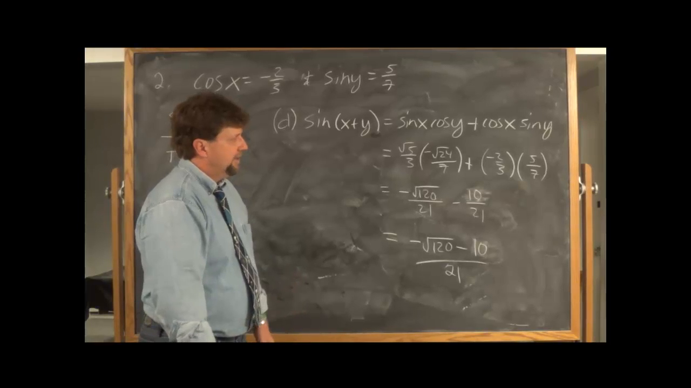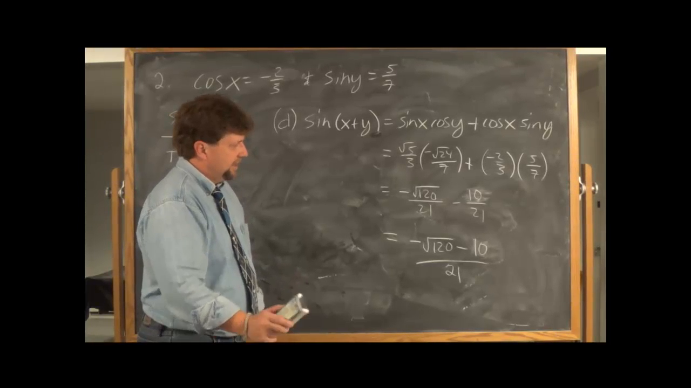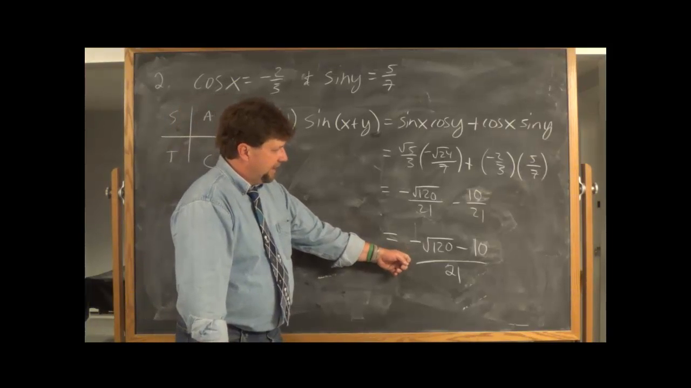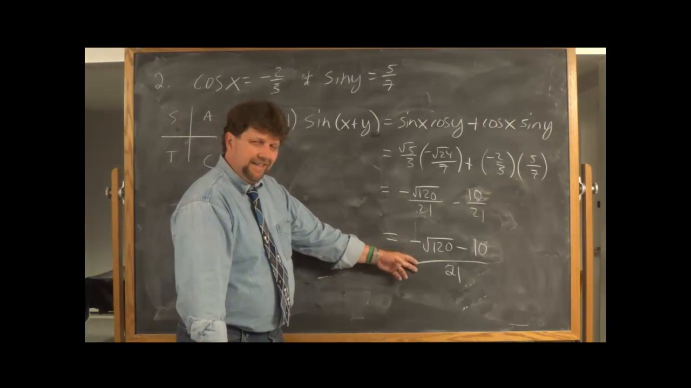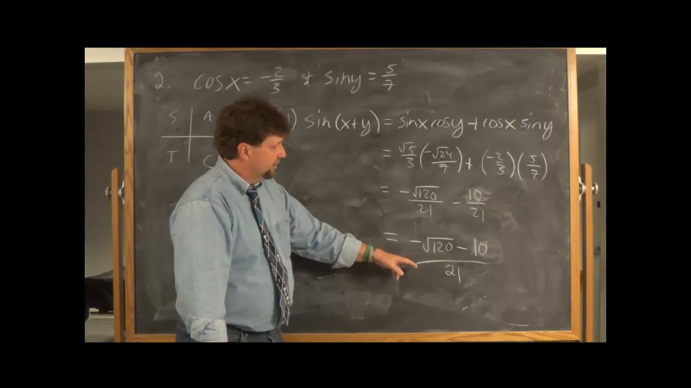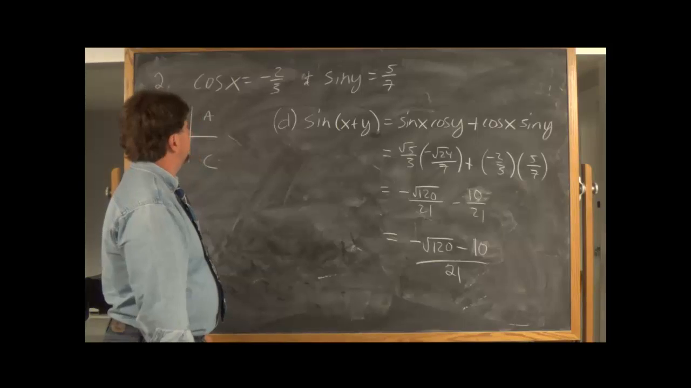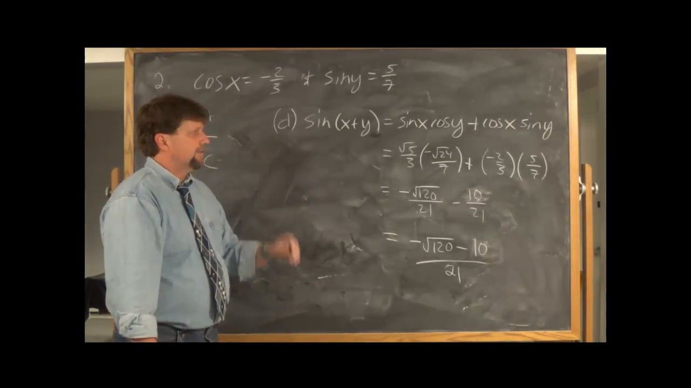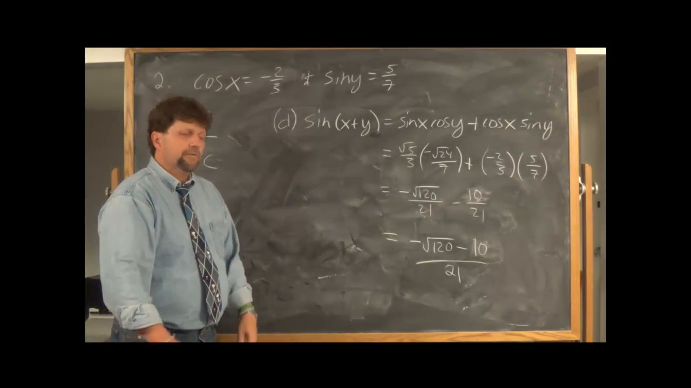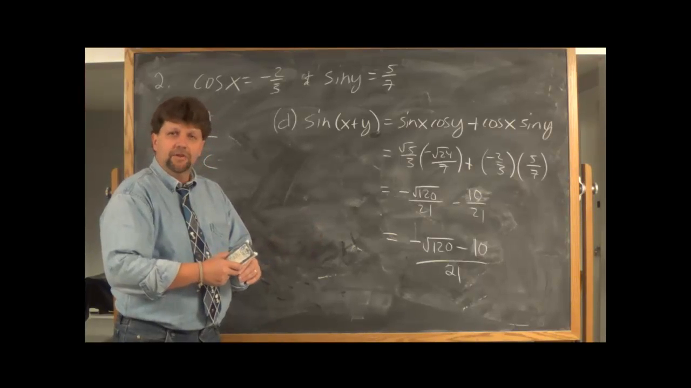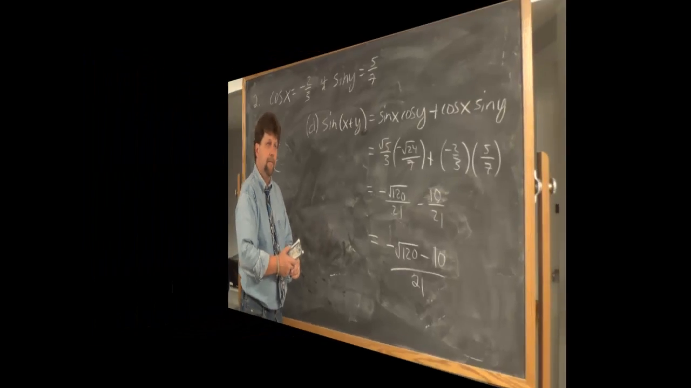So, and I have no idea how I would have gotten a 6 there, other than I haven't had enough coffee today. So hopefully this is what you have. Negative square root 120 minus 10 all over 21. And that concludes number 2. That's the final part, part D. So hopefully at this time you had all parts in number 2, and things are going well for you on the review. That's it for 2.